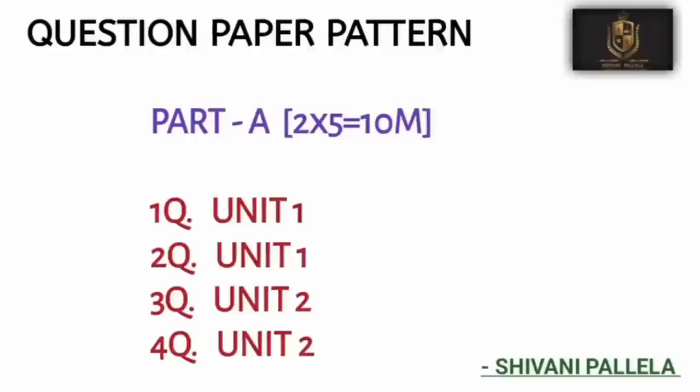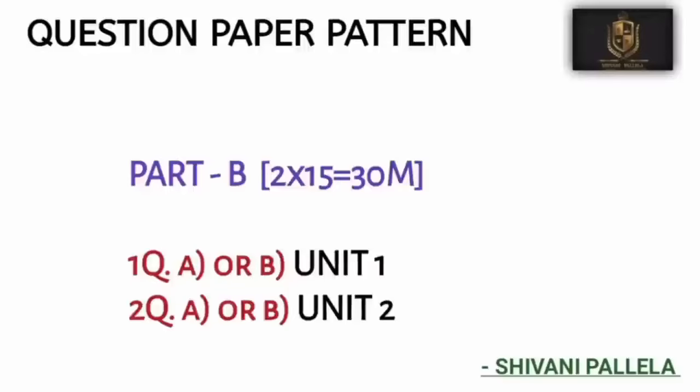In part A, 4 questions we will ask. You need to attempt any 2 questions, first and second question from first unit, third and fourth question from second unit. And part B consists of 2 questions only. In the 2 questions you will have internal choice, A or B, any one you should attempt. In first question A or else B, any one question you need to attempt, and first question will come from unit number 1 and second question will come from unit number 2.